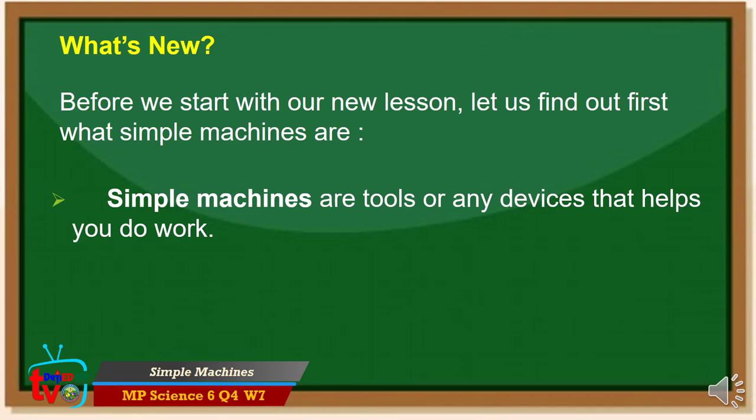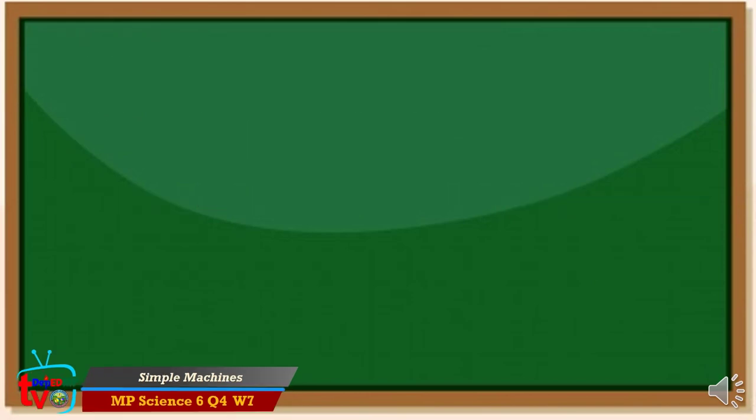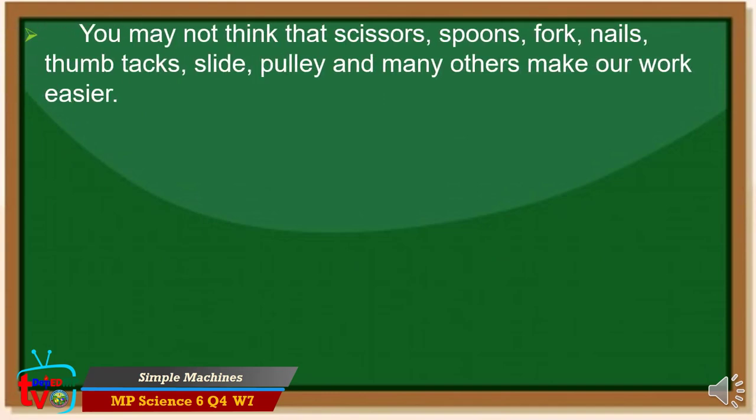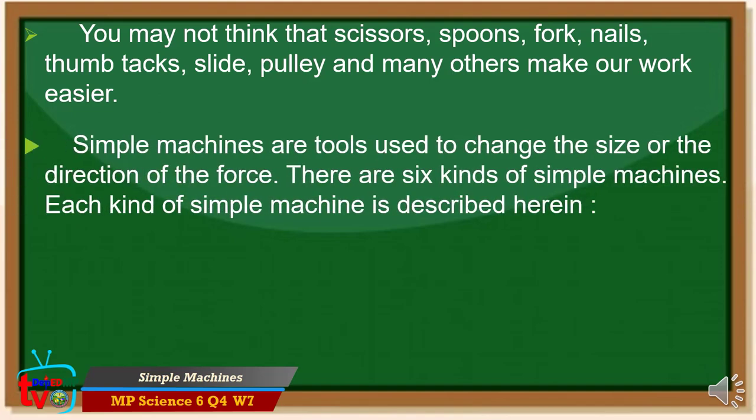Simple machines are tools or any devices that help you do work, or anything that helps you do work with less effort. You may not think that scissors, spoons, fork, nails, thumbtacks, slide, pulley, and many others make our work easier. Simple machines are tools used to change the size or the direction of the force.